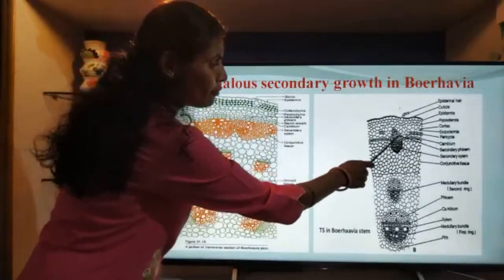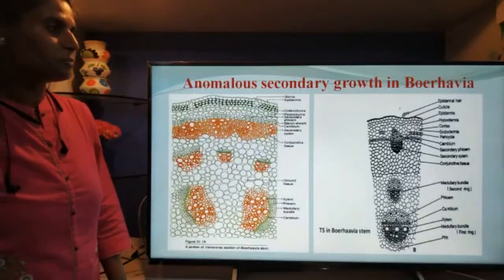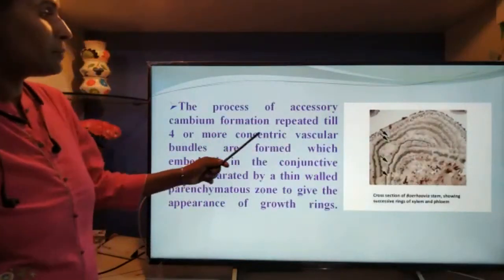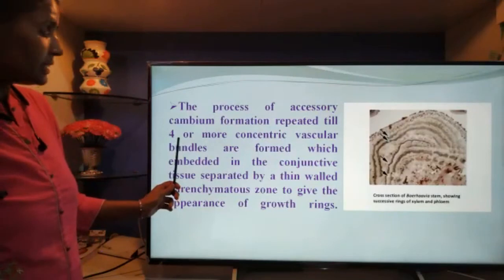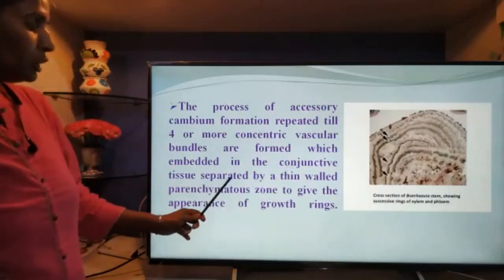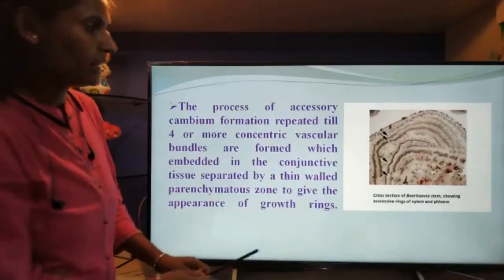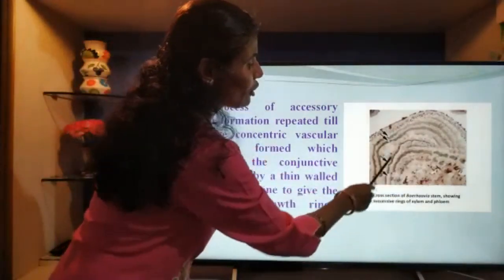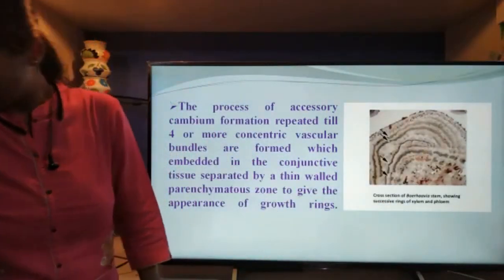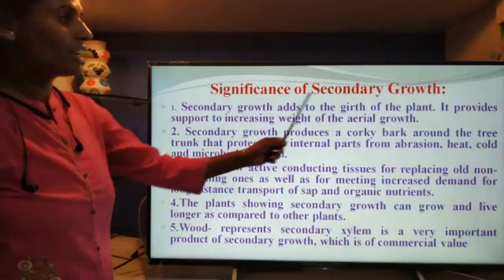Hence, a number of vascular bundles are embedded inside the conjunctive tissue after the secondary growth takes place in this Boerhaavia stem. The process of accessory cambium formation is repeated like this, and four or more concentric vascular bundles are formed, embedded inside the conjunctive tissue. They are separated by a thin-walled parenchymal zone to give the appearance of growth rings. In this diagram, we can observe the number of concentric rings formed as a result of secondary growth in the case of the Boerhaavia stem. So now, I am going to conclude this session by telling the significance of secondary growth.